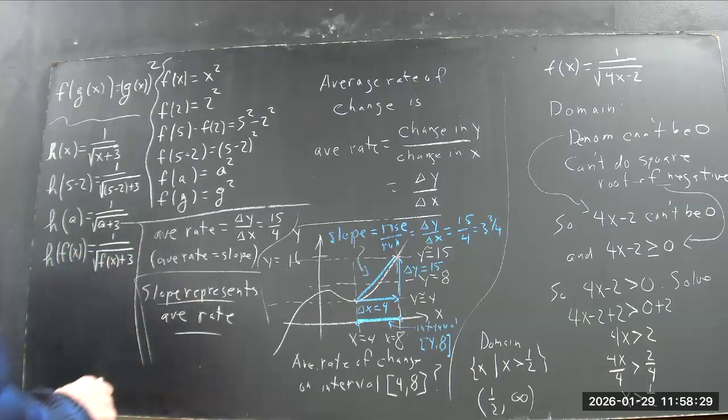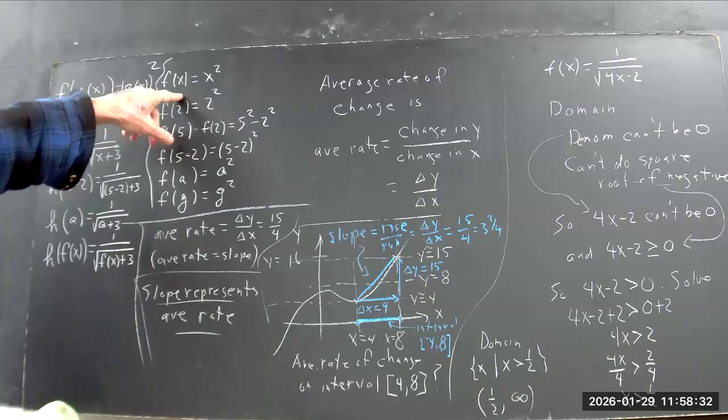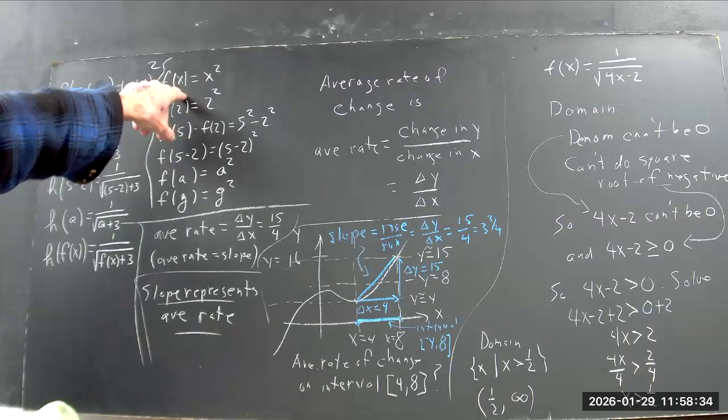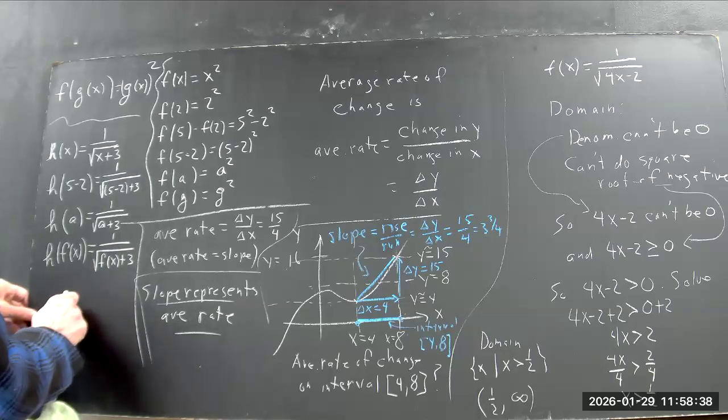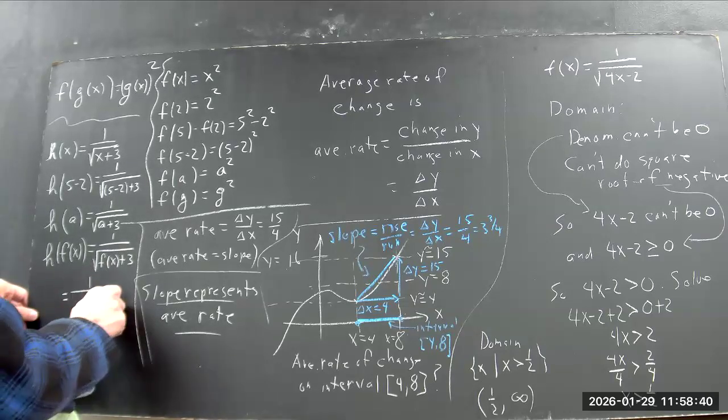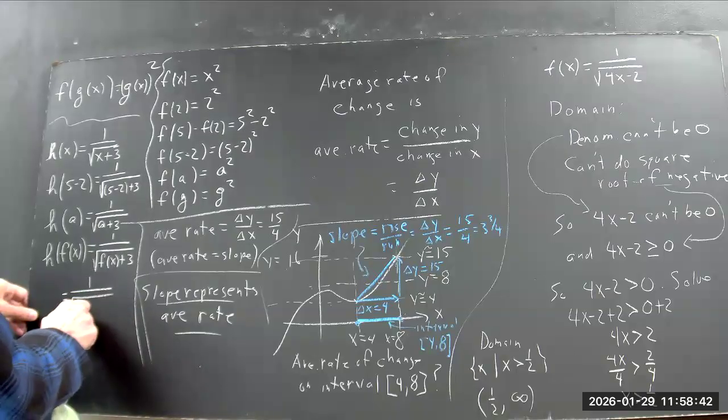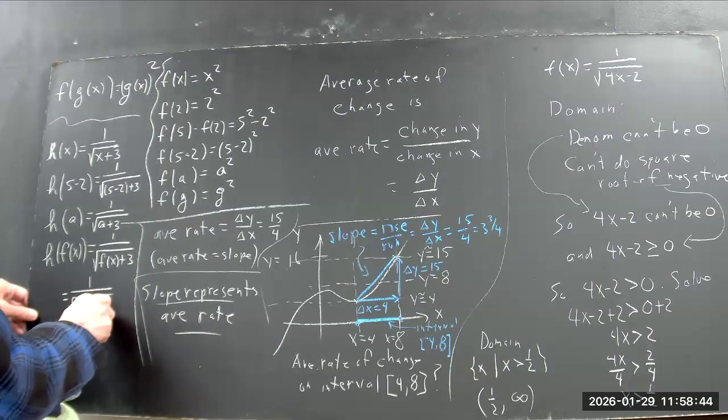Now we're going to do one more step. We do have an f of x function up here, right? So we can say that that equals 1 over the square root of x squared plus 3.